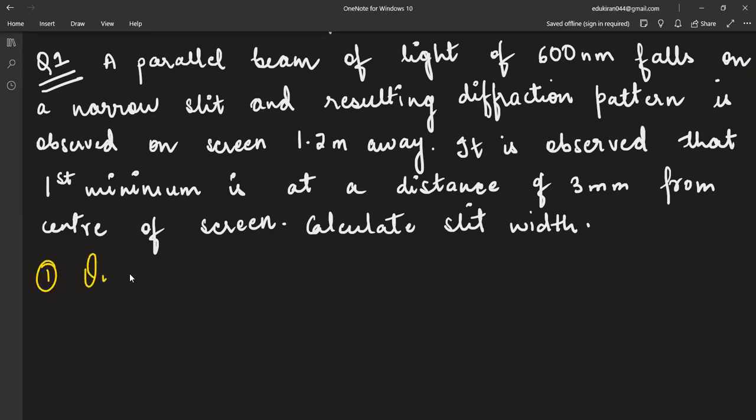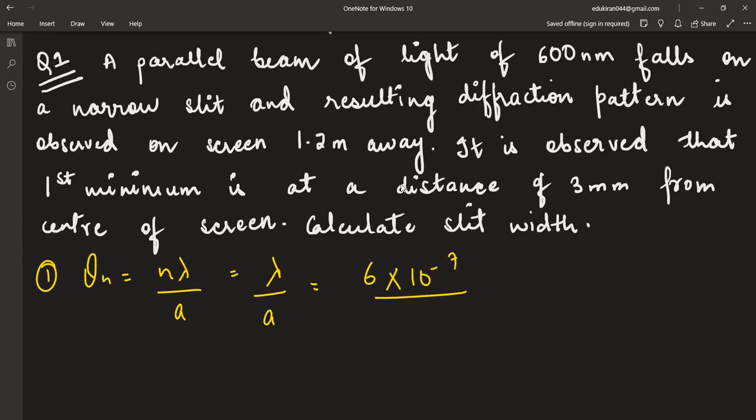So first, theta n is n lambda by a, which is equal to lambda by a, because this is the first minimum, so n will be equal to 1. Lambda is 600 nanometers, so 6 into 10 to the power minus 7.